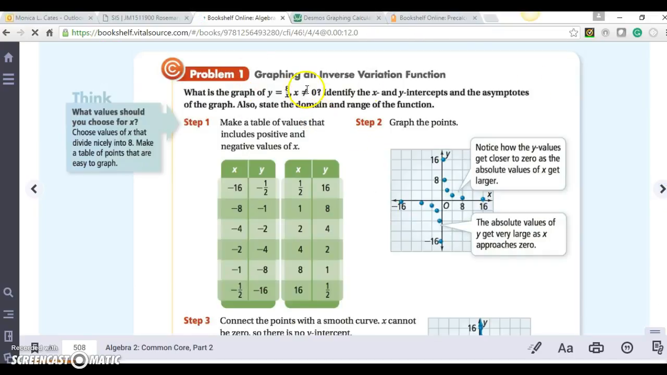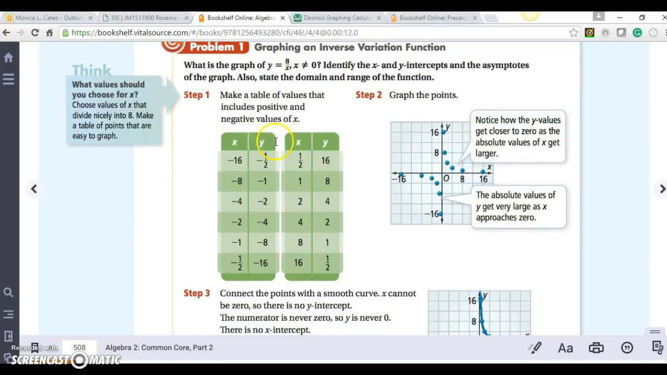All right, so let's take a look at problem number 1. It says graphing an inverse variation function. What is the graph of y equals 8 over x, where x cannot equal 0? Identify the x and y intercepts and the asymptotes of the graph. Also state the domain and the range of the function.